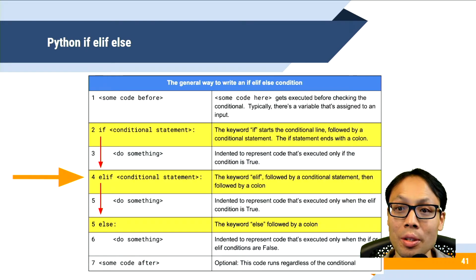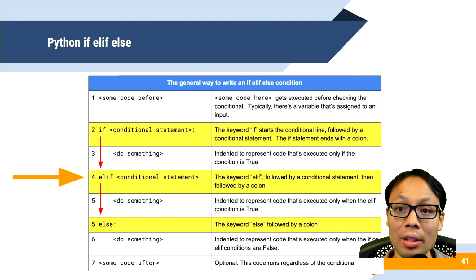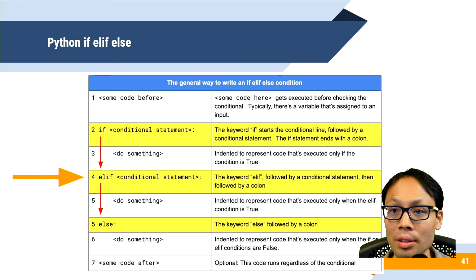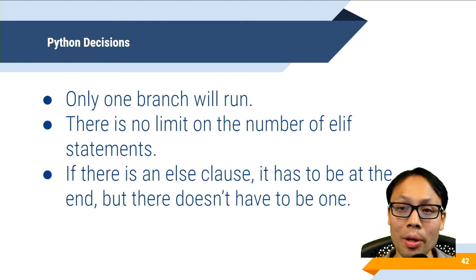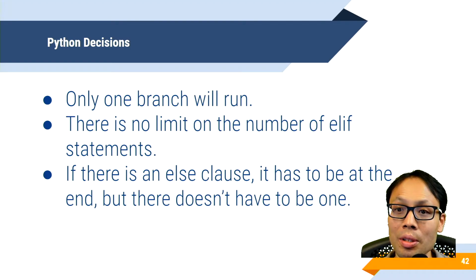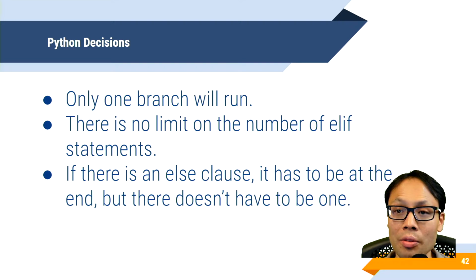Alright, so the way that works, you would first start off with your if, and then you would have another elif, which again is kind of like a shorthand for else if, and then you might have an else afterwards. So just think to yourself, only one branch will run in that conditional block. There are no limits on the number of elif statements that you might have, and if there's an else clause, it has to be at the very end, but there doesn't have to be one. So just like you could just have an if by itself, you don't necessarily have to have an else after you have an if and an elif.